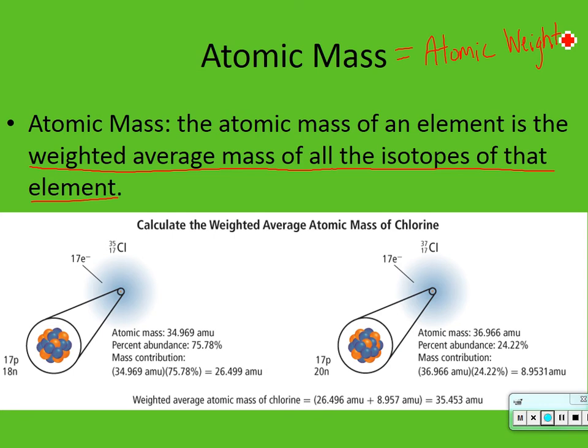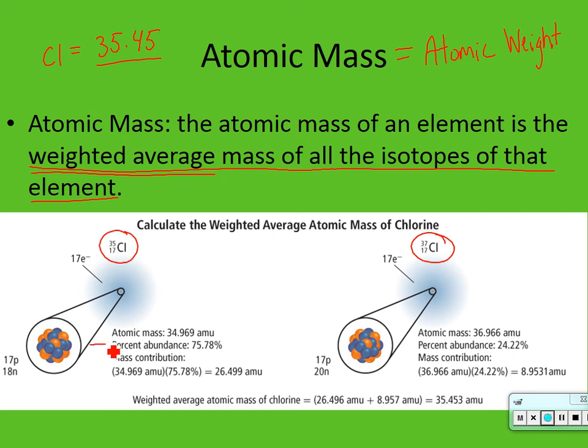So for chlorine, somebody tell me what the atomic weight of chlorine is. 35.45. Okay, 35.45. Let's see why it's a decimal and why it is this. Chlorine has 2 isotopes, chlorine 35 and chlorine 37. Now for the weighted average part, we have to look at the percent abundance of each isotope.